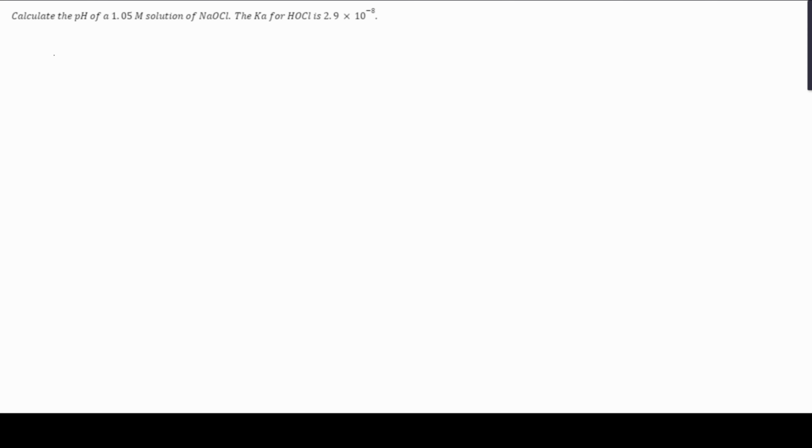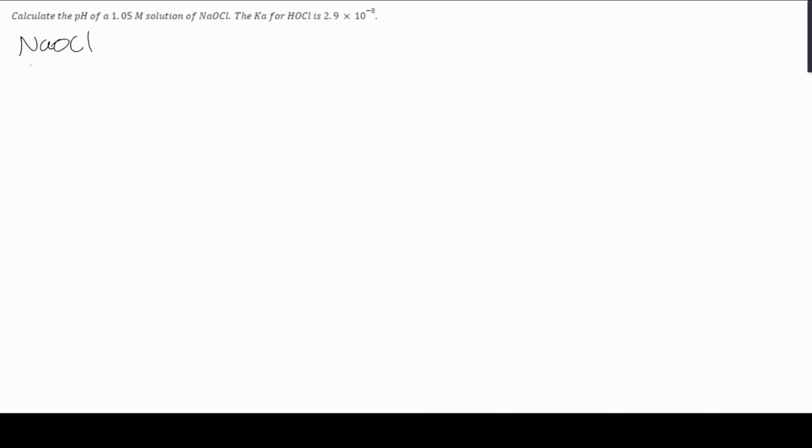Calculate the pH of a 1.05 molar solution of NaOCl. The Ka for HOCl is 2.9 times 10 to the negative 8. So before we can solve this problem, we're going to have to establish what NaOCl represents. Is it basic, neutral, or acidic? So let's write this down.